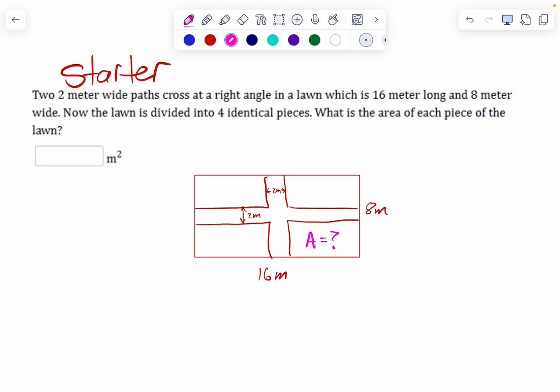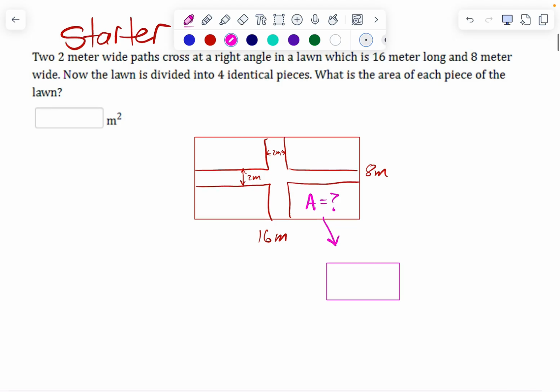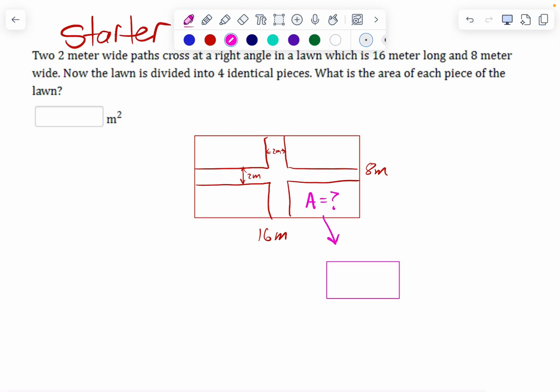Okay, how do we do that? I probably would redraw just one little piece kind of zoomed out. And now if we have the dimensions, we're fine. So what are the dimensions going vertically for this little piece?